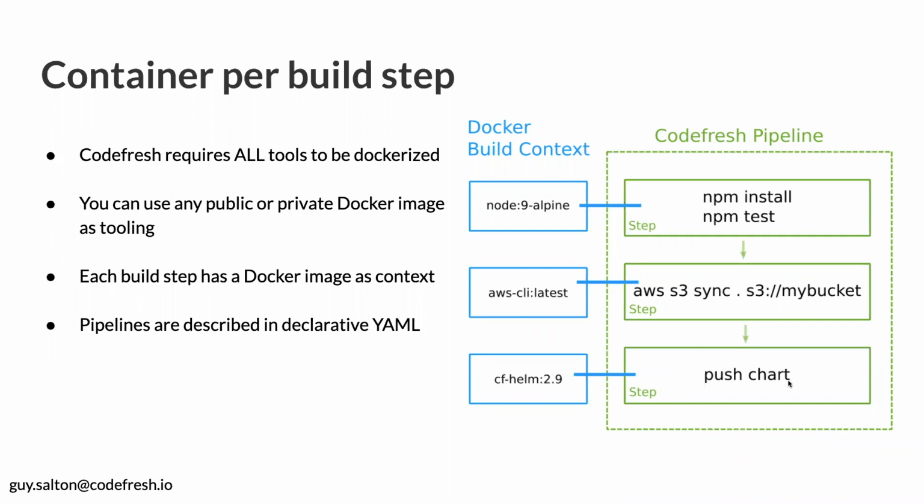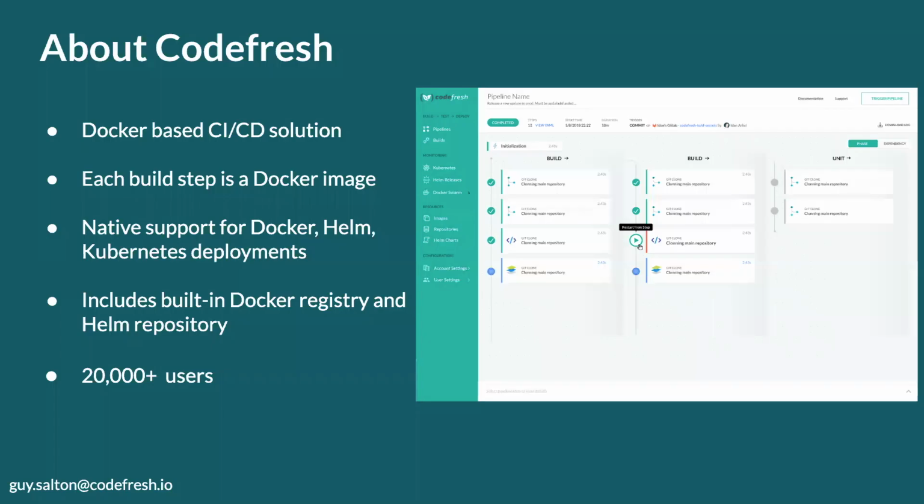And finally, I would like to push my Helm chart to a Helm repository. And for that, I can use, here specifically, a Docker image that we created in Codefresh called CF Helm. But it's basically a Docker image that has the Helm CLI installed. And now the pipelines are all created using a declarative YAML, and we'll see some examples later on.